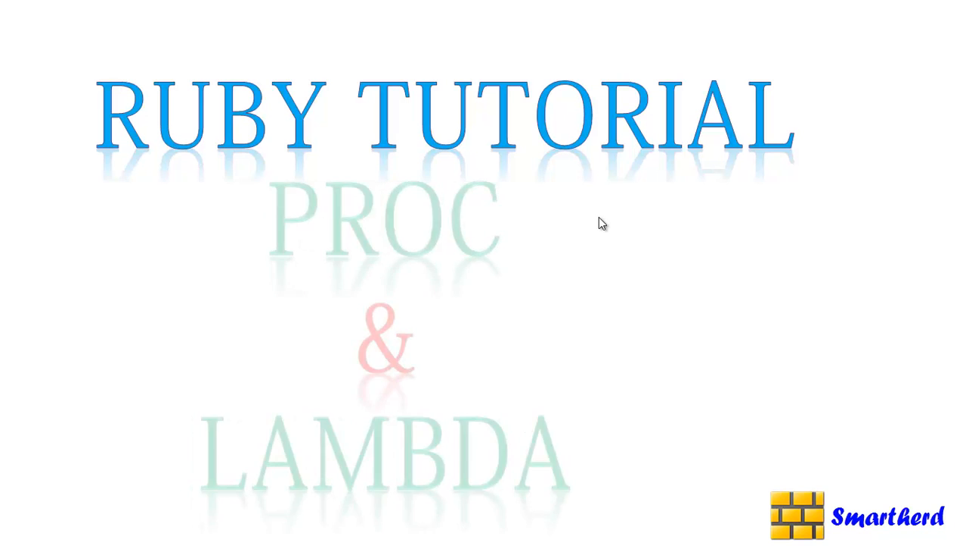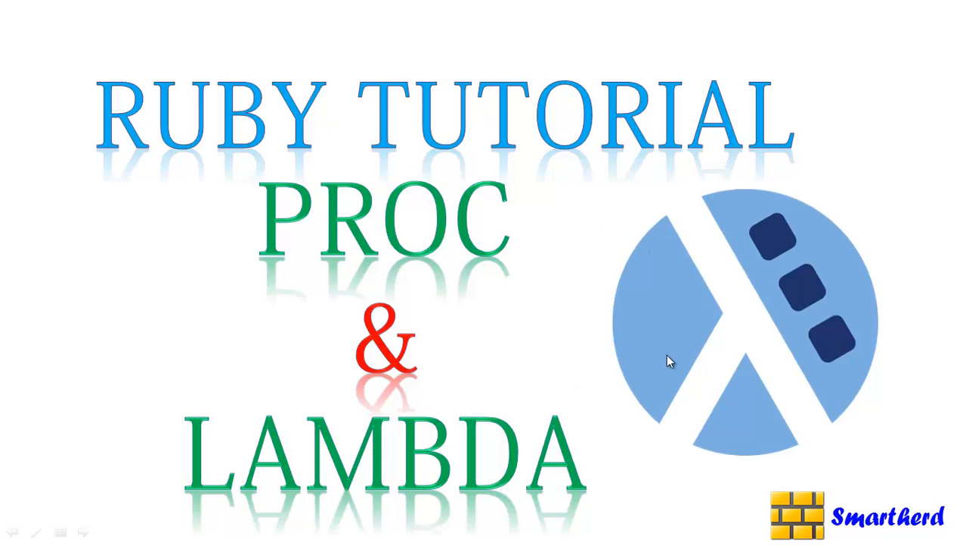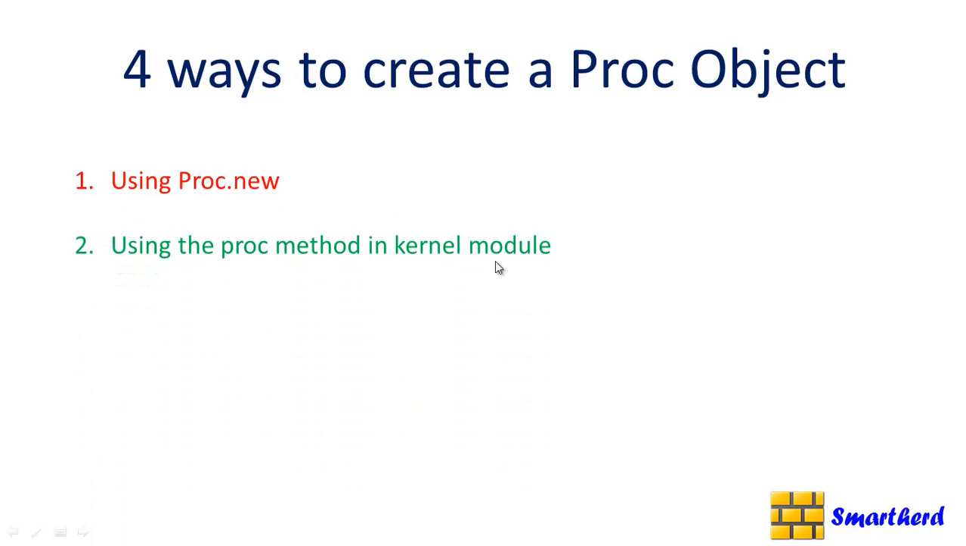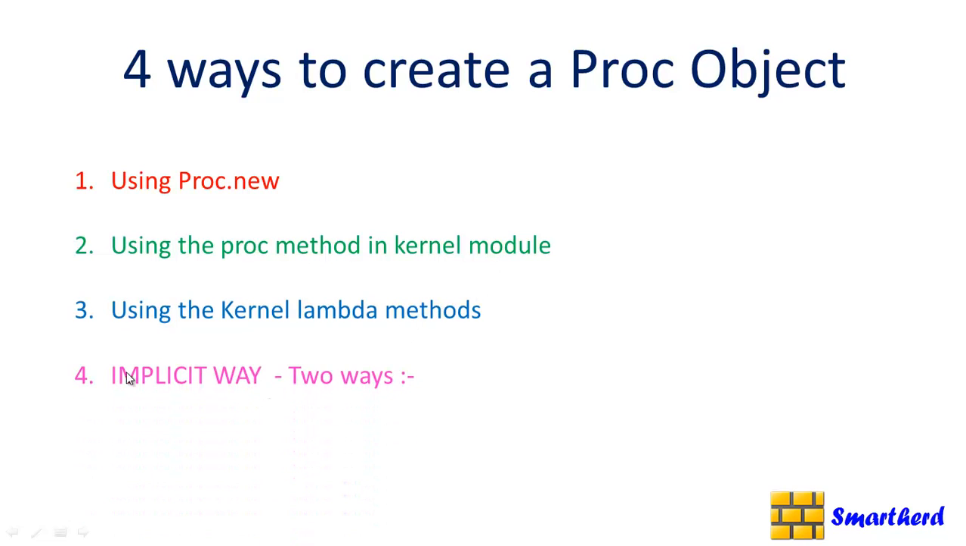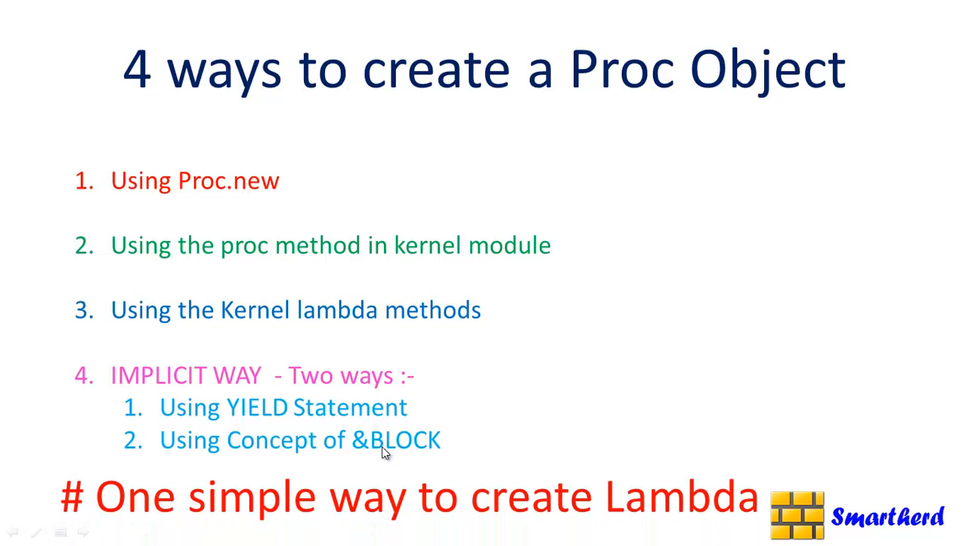In this tutorial, I will continue my previous topic, Procs and Lambda in Ruby. Now, this is the continuation of the previous tutorial, guys. In this tutorial, we will discuss the implicit way to create a Proc object and also to create a normal Lambda object. In the previous tutorial, we read about how to create a Proc object using Proc.new, then the Proc method in the Kernel module, then the Kernel lambda method, but we left the implicit way to create the proc object using the yield statement and using the concept of the ampersand block. And also we have to discuss in this tutorial one simple way to create a lambda.